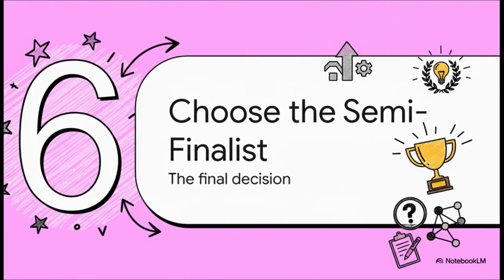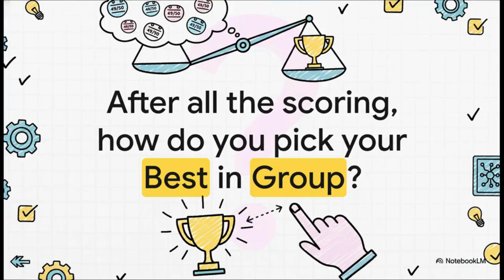All right, all the scores are in, all the feedback is written, and now it's the moment of truth. It's time to select the best in group, the one entry that you're going to advance to the semifinals. So how do you make that final call? Is it just as simple as picking the highest score? You'd think a 49 out of 50 is the automatic winner, right?